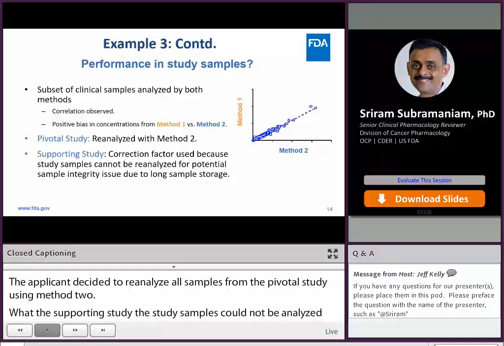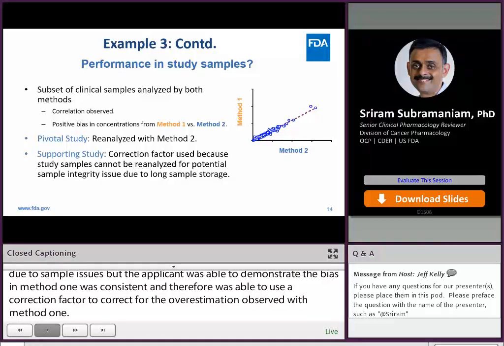So these three examples illustrate the importance of using incurred samples for cross-validation and the comparison of concentrations between the methods.